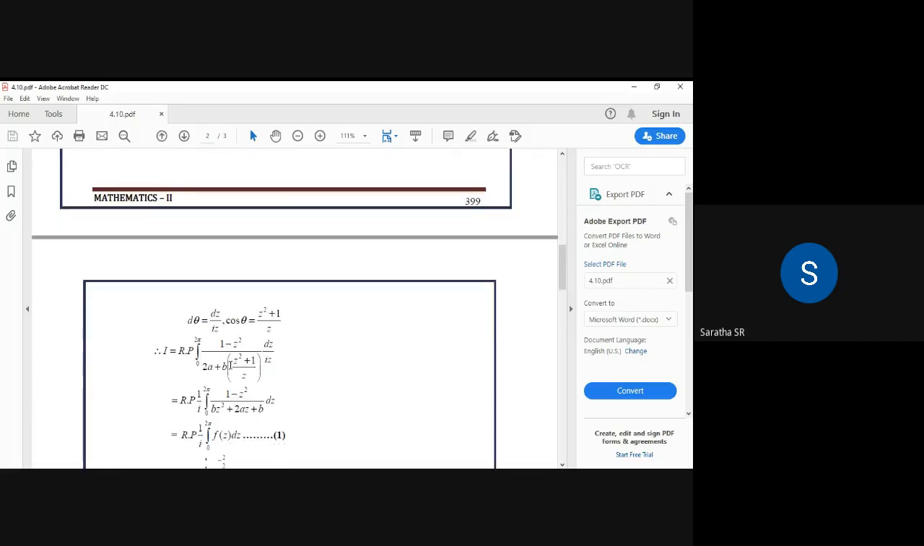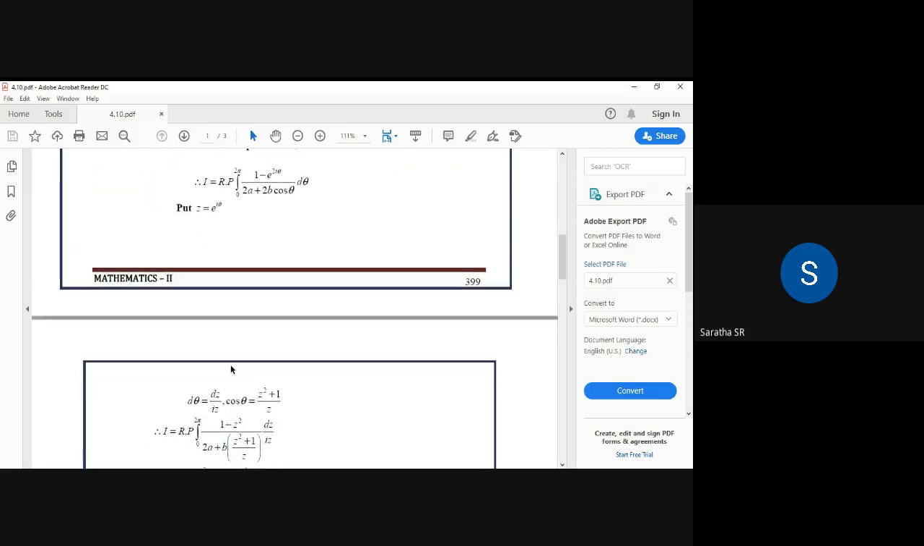Then we have to convert every term in terms of theta into z. So now we are converting e power i theta as z. We differentiate with respect to theta on both sides. So we get dz by d theta equal to i e power i theta. That can be written as dz equal to i e power i theta d theta. We know that e power i theta is z. That's why we get d theta equal to dz by iz.